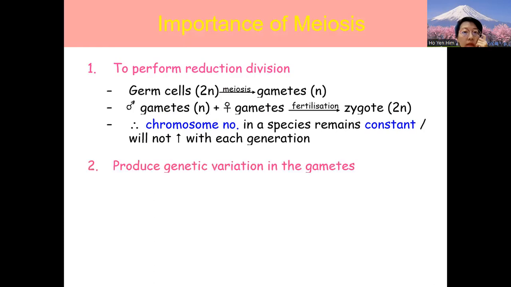The second reason is because we want to produce genetic variation in the gametes. You can see that brothers and sisters, even from the same parents, don't look alike. They're not exactly the same because they're genetically variable, because the gametes from mother and father are both genetically variable because of meiosis. So why must we make everybody different? Why not make all of them the same, wouldn't that be better?